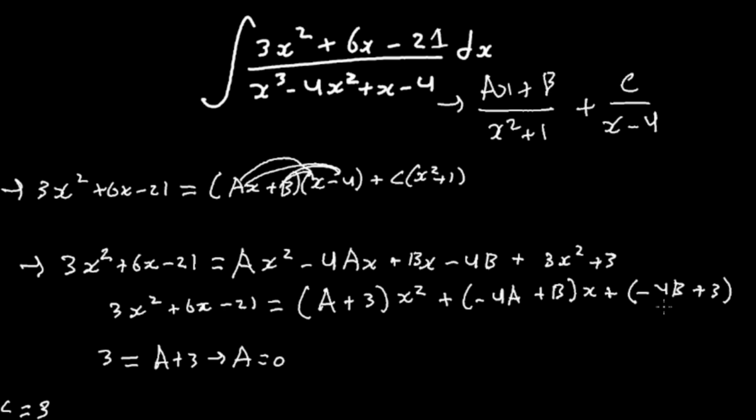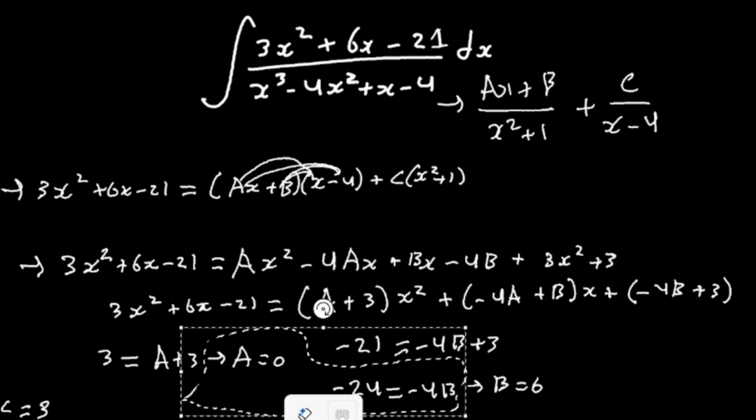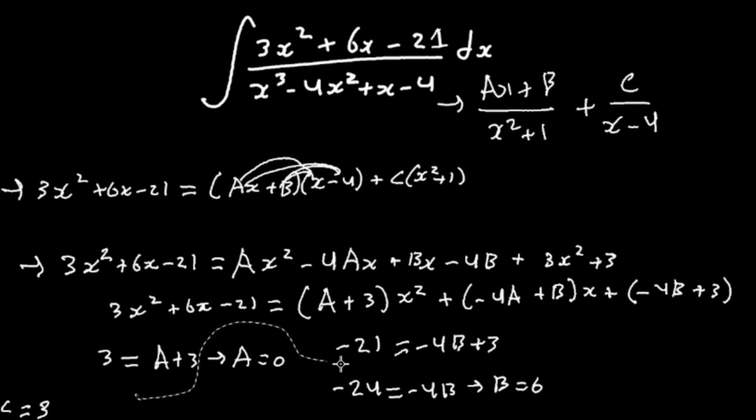So to solve for our b, we notice that negative 21 and minus 4b plus 3, those are both the constant terms. Those can be set equal to each other. So minus 21 is equal to minus 4b plus 3. So if we subtract 3 from both sides, we get minus 24 is equal to minus 4b. So b is equal to 6. So look at that. We've solved for our a, b, and our c. Or let me get rid of all of this.